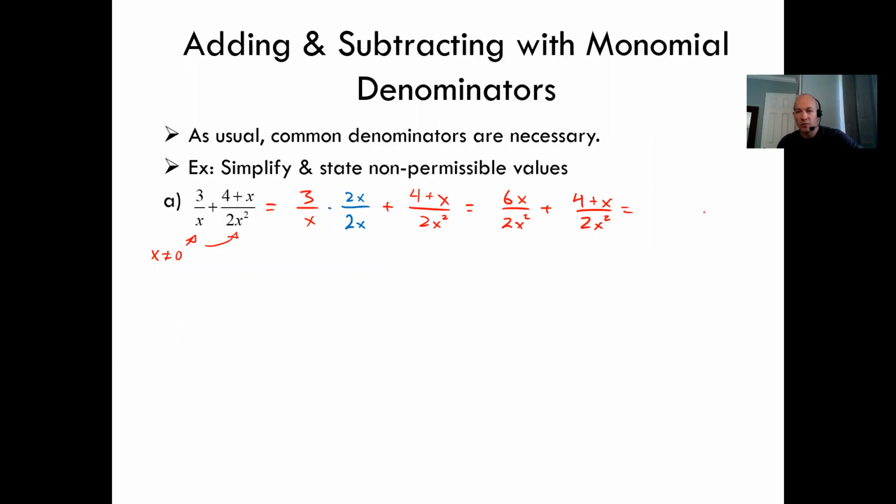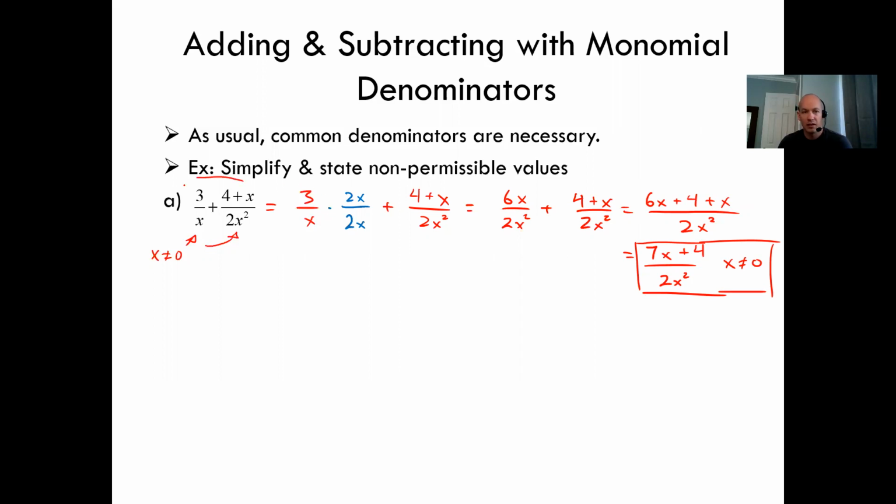And of course, when they have the same denominator, you can write it all over 2x squared. And then we've got 6x plus 4 plus x. And from here, we just have to combine like terms. So 6x and x gives me 7x, and then the 4 is a different term. We've got over 2x squared. So we've got this guy here. And of course, we must say x cannot be equal to 0. So this complicated expression over here is the same as this simplified one, provided x is not equal to 0.